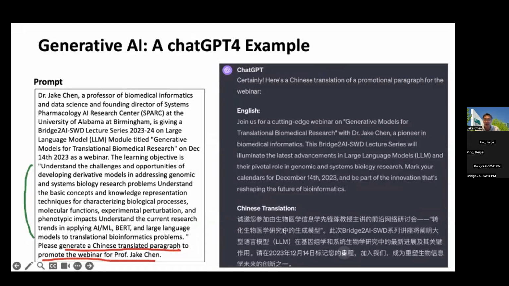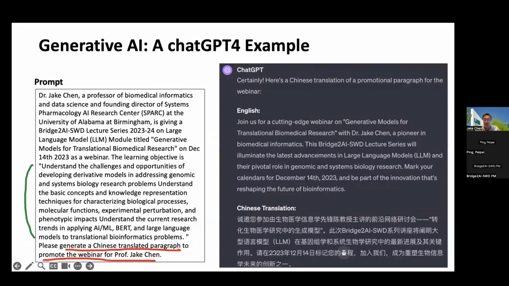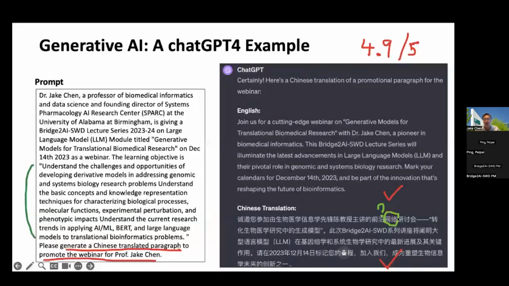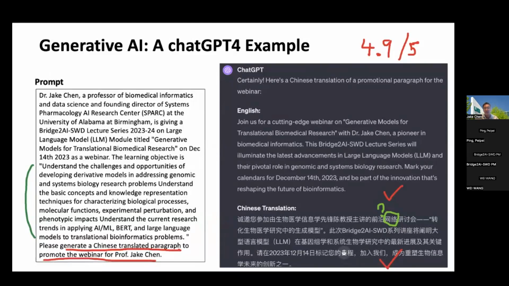Right? So it said 加入我们成为重塑生物信息学未来的创新之一. That's pretty good. Except that I found there's maybe a slight misuse of this term 网络. It should really be 线上, or online, not network webinar. So I would deduct 0.1 to give this generative AI text 4.9 out of 5.